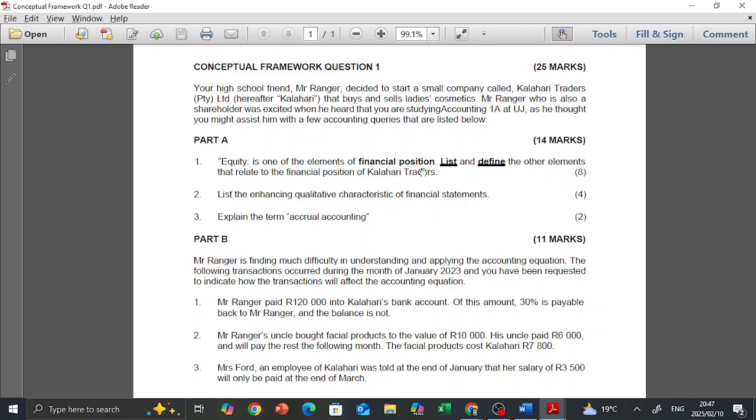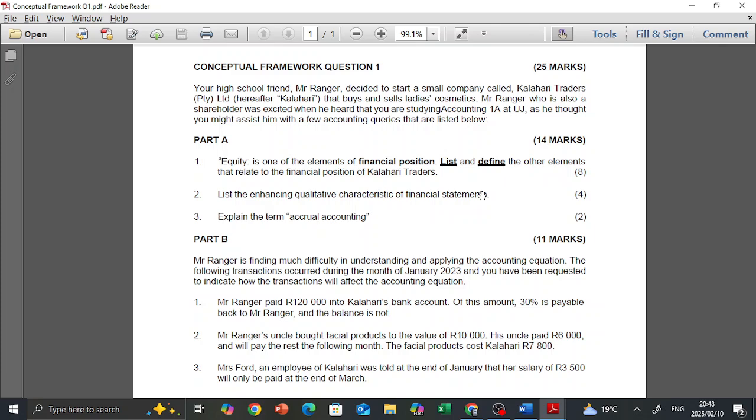They said equity is one of the elements of financial position. So when we are speaking of financial position, we know it includes equity, liability, and I think assets as well. Okay, so please can you list the other elements besides equity? Because here in the scenario they said equity is one of the elements. Now they say list and define the other. So there's two other elements. Please can you list one and define it for me?